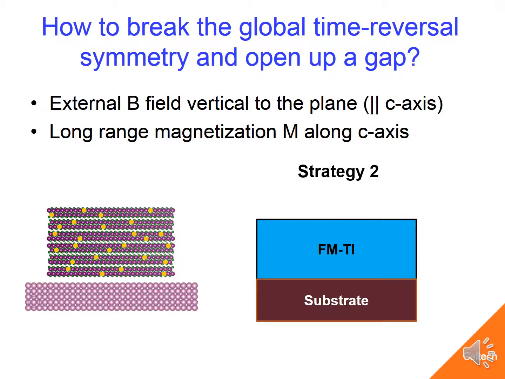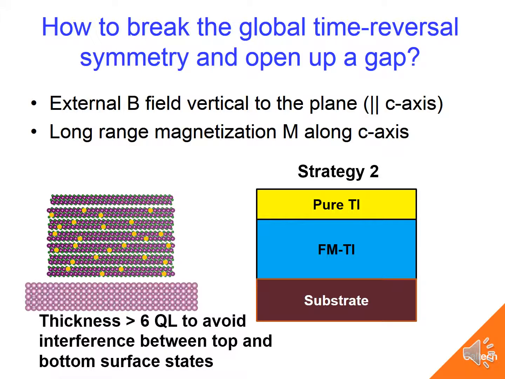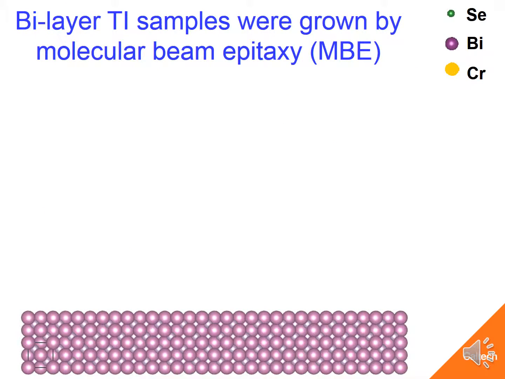We can deposit a thin layer of pure TI on top of the doped ferromagnetic TI and therefore induce ferromagnetism and a gap via the proximity effect. Our bilayer samples were grown with molecular beam epitaxy.